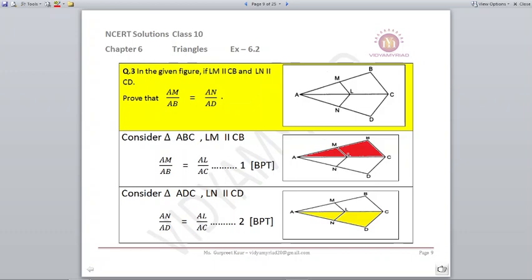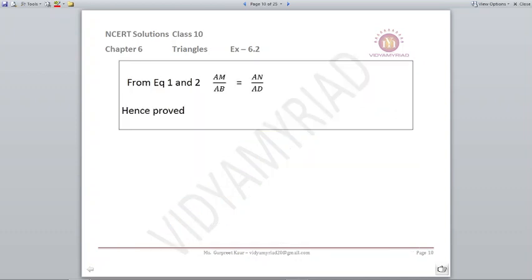It will become AM upon MB will be equal to AL upon LC. Let it be equation number 1. Now consider the yellow triangle. In that case, we know that LN is parallel to CD, so we can write AN upon ND will be equal to AL upon LC. Let it be equation number 2. From both the equations, you will see that it is both equal to AL upon AC. So we can say that AM upon AB is equal to AN upon AD, and hence proved.